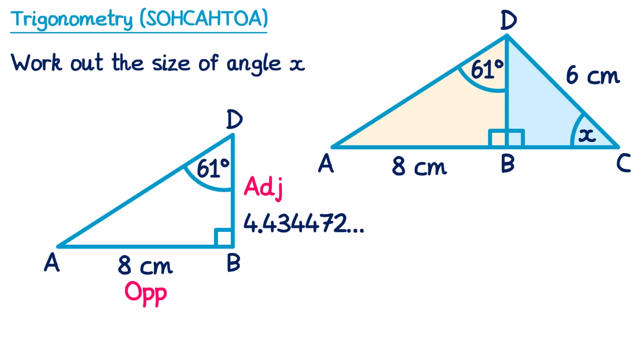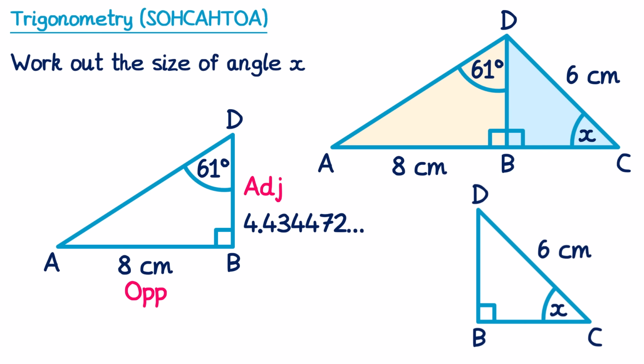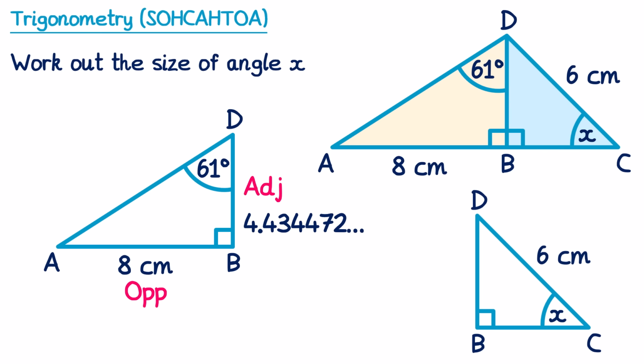Now if we return to the original triangle, the blue one, we can also label BD here as the same value, so 4.434472 and so on. Now you might be confused at this point as to why I haven't rounded that value. That's because we're going to use that value in a moment, and you can't round values too early in the question or you may end up with a slightly incorrect answer. You should only round off your final answer at the end of the question.